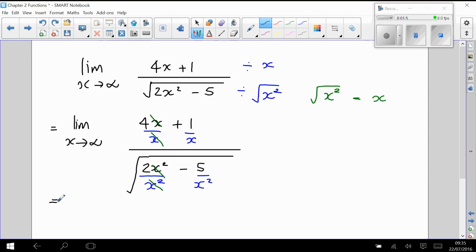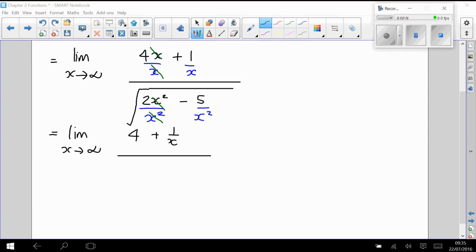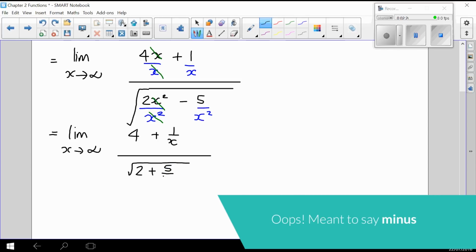This limit, when I simplify it, is still finding the limit as x tends to infinity, but in my numerator, I'm going to have 4 plus 1 all over x. Now you know that that 1 over x is tending towards 0. So that means that it looks like in my numerator I only am going to have a 4. In my denominator, I am going to have the root of 2. Let's write it all out for you. It's the root of 2 plus 5 all over x squared.